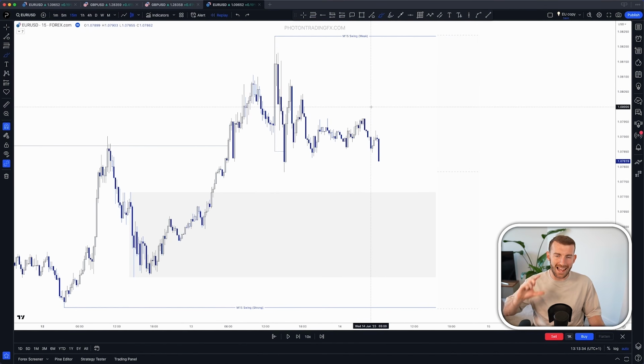Structure leads the way. So once you have your directional bias, the next step is to identify potential areas of interest, right? Those POIs, those zones of where you can play that directional bias from. It helps you to time your directional idea.